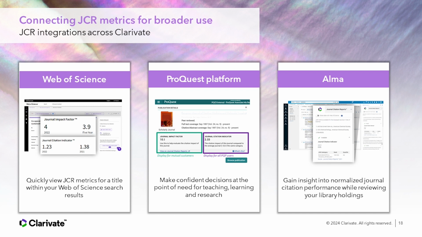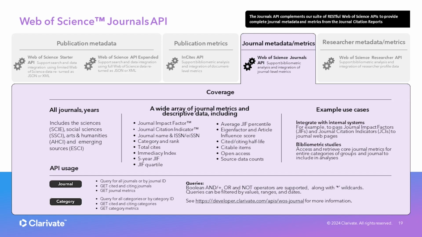For those of you in the library field, if some librarians have joined today, they might be familiar with Alma, which is a platform that helps you manage your collections. The journal citation indicator is also embedded in the collection management workflow in Alma. You see on the right-hand side another overlay, where you can gather insights into normalized journal citation performance when you review your collections, and that links to the Journal Citation Reports. It's quite small, but here you see the source: the journal citation indicator, the category, the rank, the quartile, and you can go back to the Journal Citation Reports.